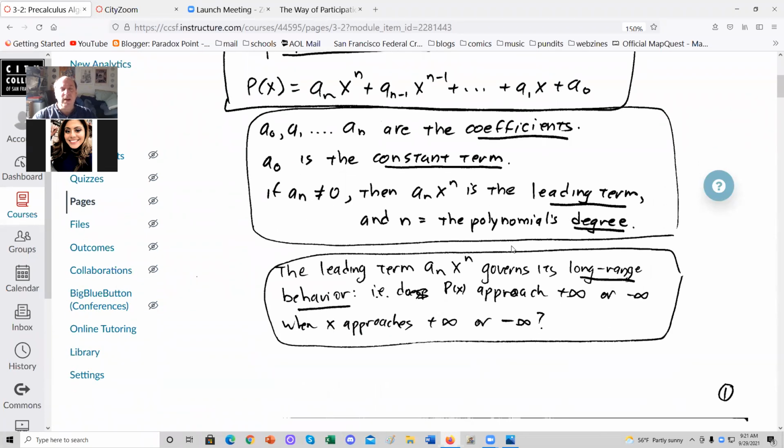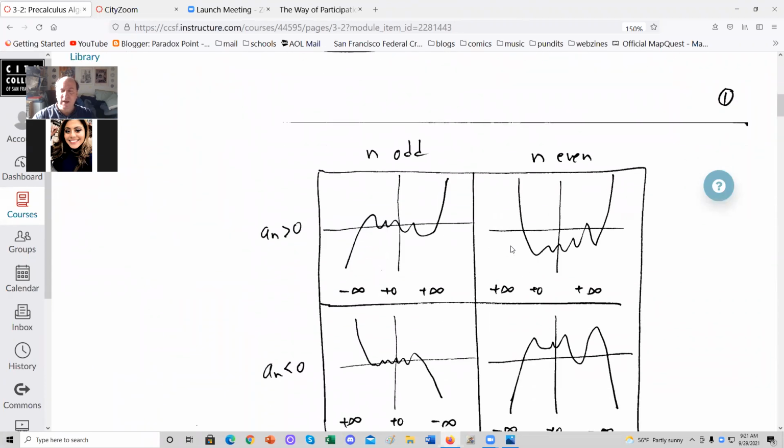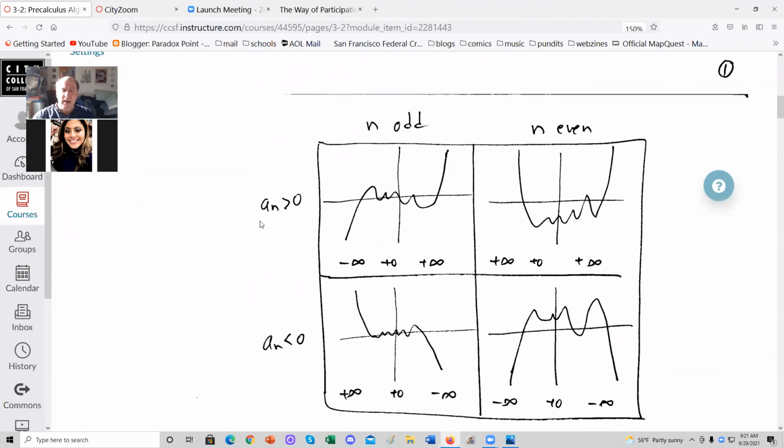That leading term governs its long-term behavior. How does p approach plus or minus infinity when x approaches plus or minus infinity? There are four possibilities: a is positive or negative, n is odd or even. If n is odd and a is positive, it goes from negative infinity to positive infinity with some unknown number of wiggles in between. If n is odd and a is negative, then it goes from positive infinity to negative infinity after some wiggles in between.